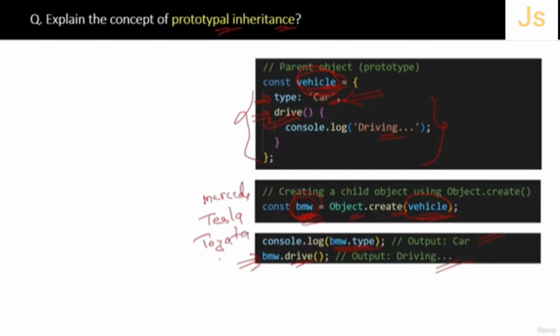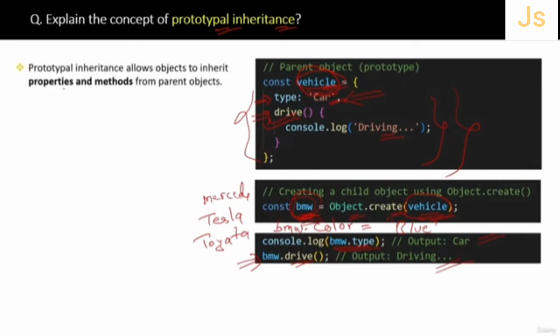Maybe they have some different properties, like a BMW car might have a red color. So you can keep those changeable properties or functions inside the child class object, not in the parent class, and the common functionalities and properties in the parent class. So that is the benefit of prototypal inheritance, the reusability of the code. Finally, the definition is: prototypal inheritance allows objects to inherit properties and methods from parent objects. That is the answer to this question.